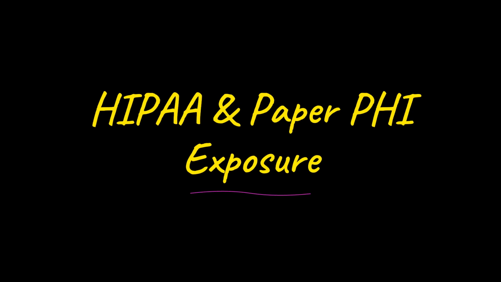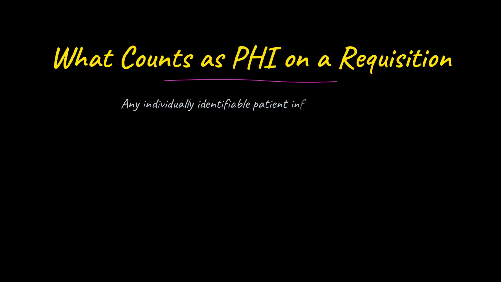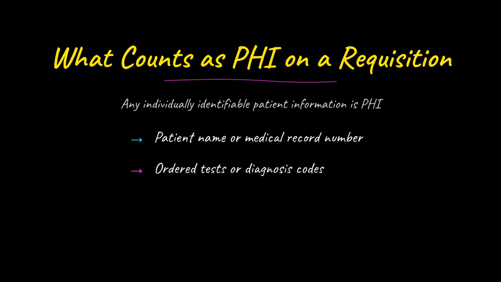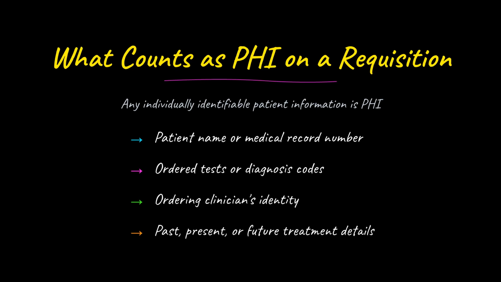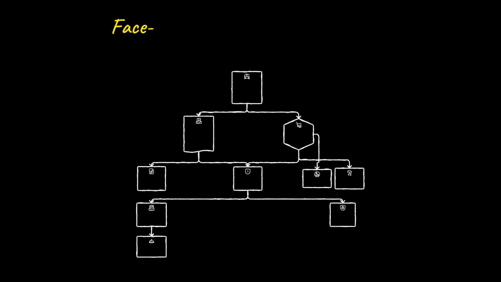Understanding why requires knowing what counts as protected health information, and how the rule applies to physical documents, not just electronic records. A printed requisition is unambiguously PHI because it typically contains the patient's name, medical record number, ordered tests, and diagnosis codes. The privacy rule defines PHI broadly: any individually identifiable information tied to a patient's health, treatment, or payment qualifiers, regardless of whether it appears on paper or a screen.